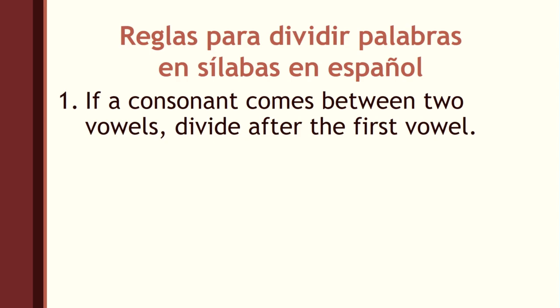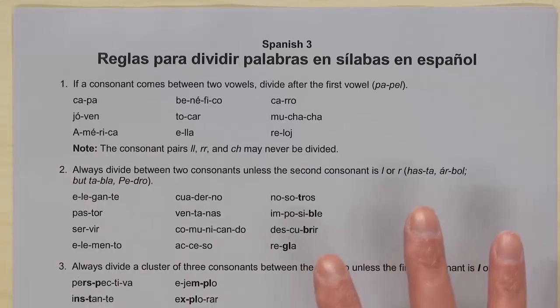Número 1. If a consonant comes between two vowels, divide after the first vowel. Okay? And here we have some examples. Papel, you see there, okay? There is a consonant between two vowels. We have a P, and we have the A and the E. So we're going to divide after the first vowel. Here we have another example. Calle, América.